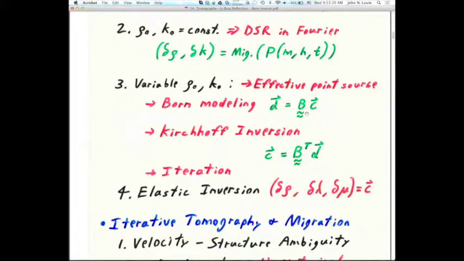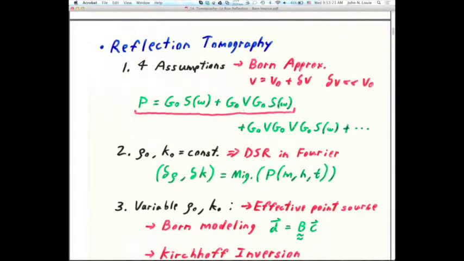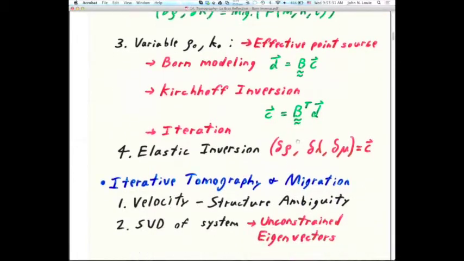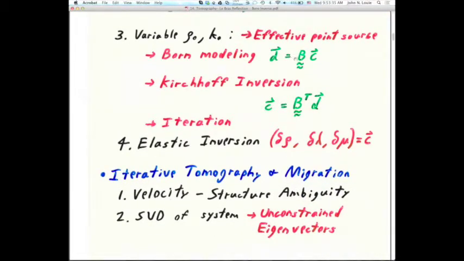This is the Born operator, okay, which includes this term here, G naught V G naught applied to S. And then we invert it, not by inverting B, because to do it in full wave, that's reverse time migration, but by transposing B. And I'll show you what the transpose of B looks like, okay? And you'll see that it's basically a migration. So you apply B transpose to your reflection data, and you get an estimate of the Earth model C that separates delta rho from delta K.